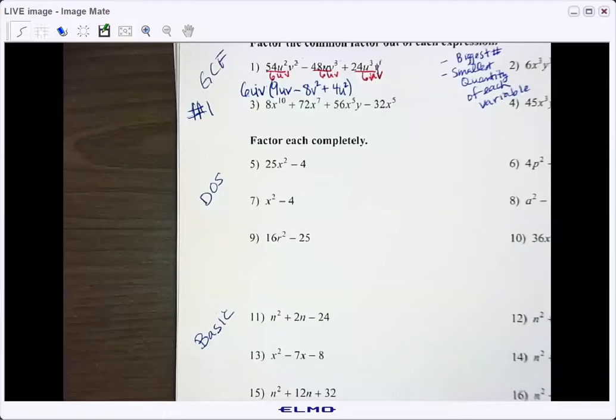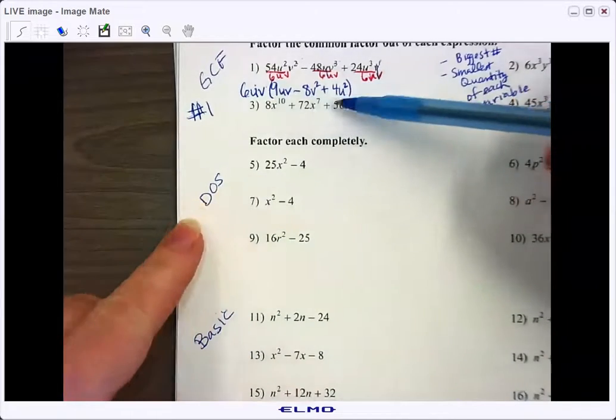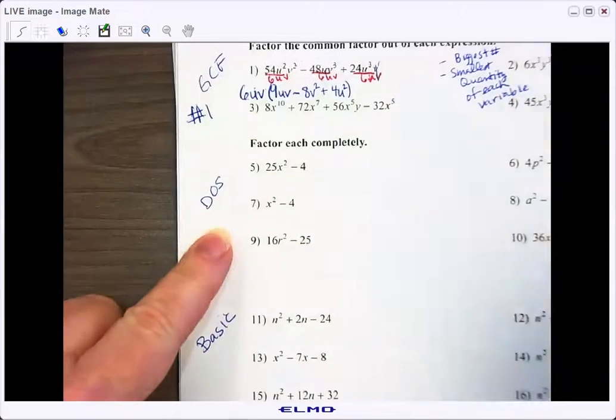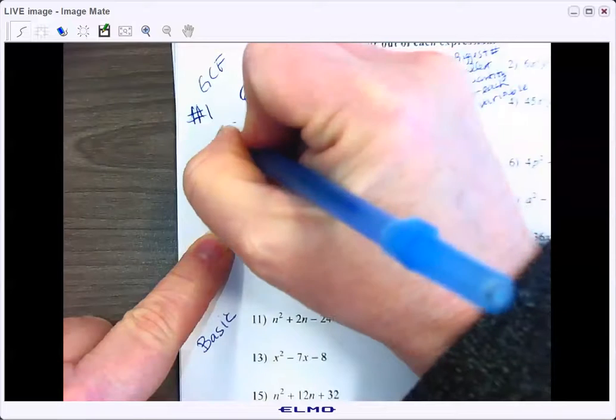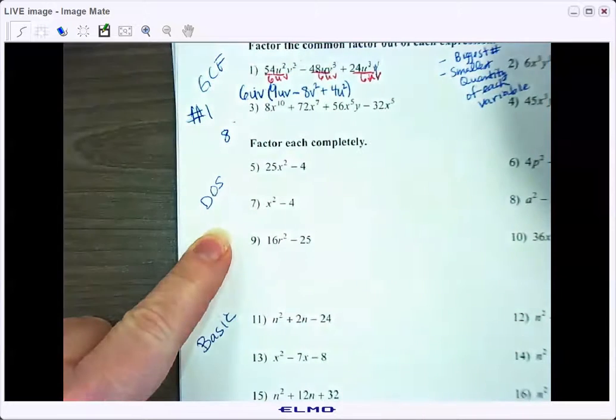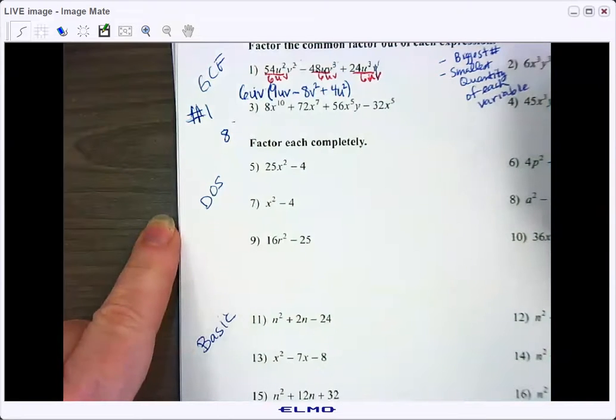Okay. So the biggest number that goes into 8, 72, 56, and 32 is 8. So 8. Thank you, Ernesto, but we're actually doing number 3. That's the answer for number 5. Thank you, though. That's perfect.